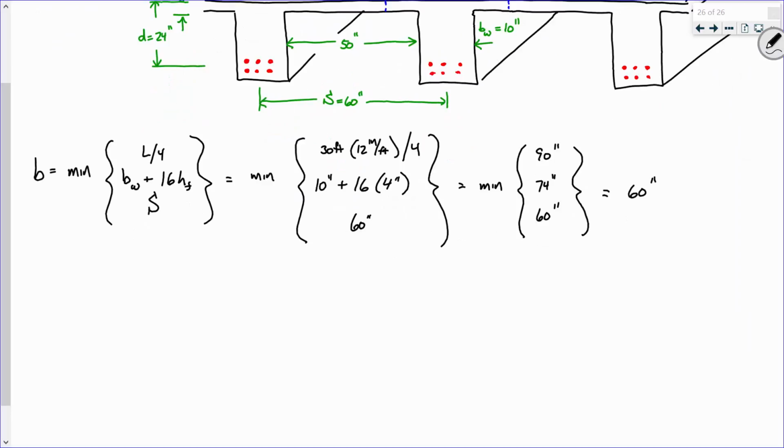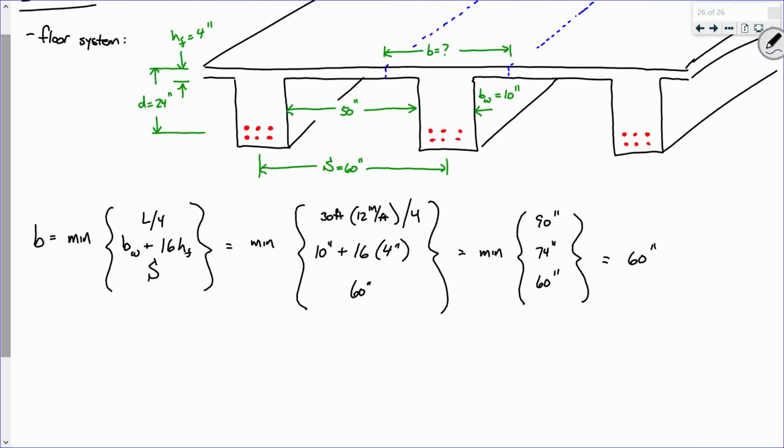Okay. Now, this is where the important stuff really starts to come into play. So this is how we're going to go about this. Let's be clear: for our beam, the effective flange width, we have 60 inches because we went and computed that. So if you want, you could say this right here, that's our beam. Does that make sense?